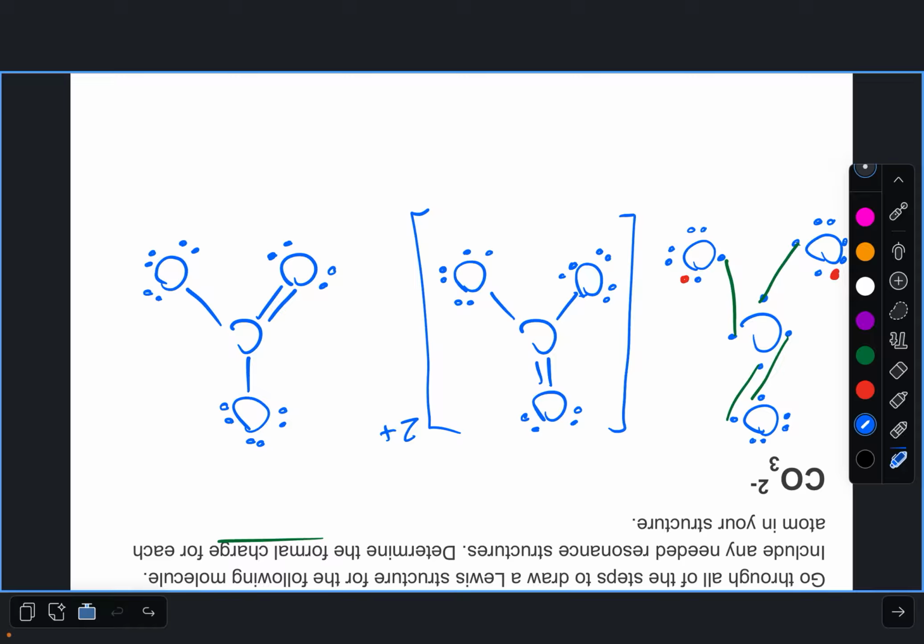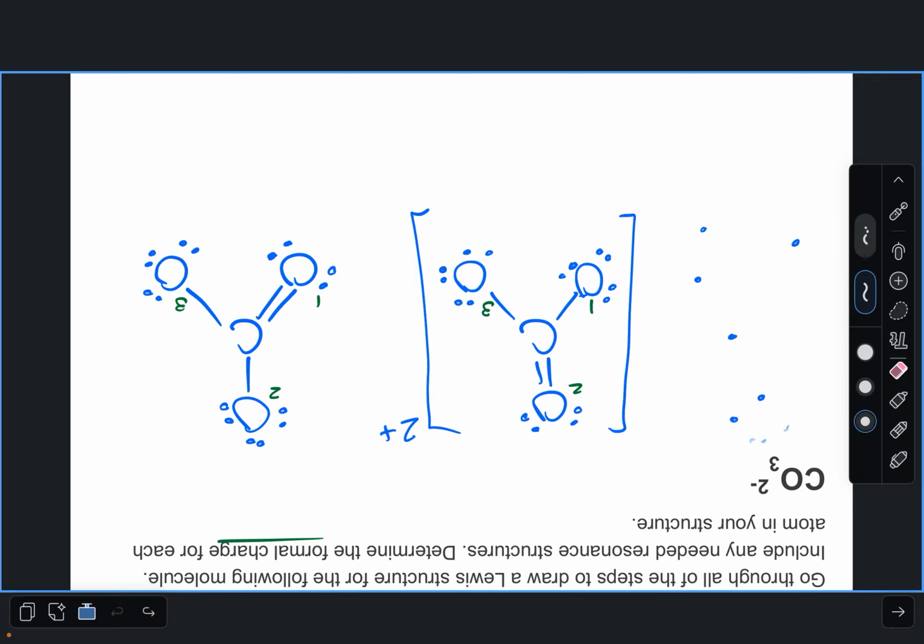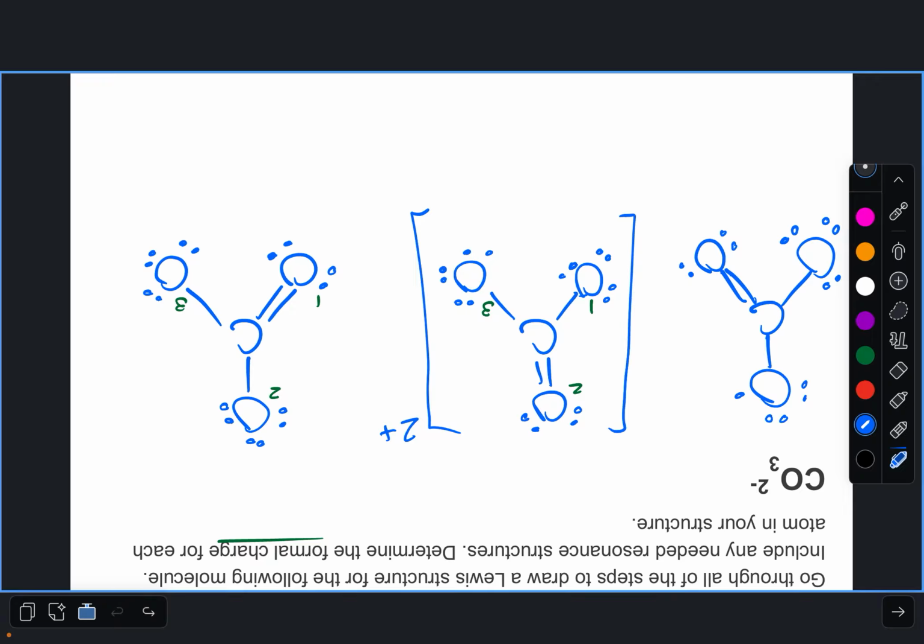So maybe I'll label them. Like this is oxygen 1, 2, and 3. And what we're saying is, what happens if we draw the double bond on oxygen 1 versus oxygen 2? And for that matter, let's go ahead and draw the 3rd version, which would be having that double bond on oxygen 3. Now, when I'm doing this, I'm making sure that the lone pairs match up, right? If it's a double bond, then it only has 2 lone pairs. If it's a single bond, it has 3. Because I've still got to maintain the 4 pairs, the octet, okay?